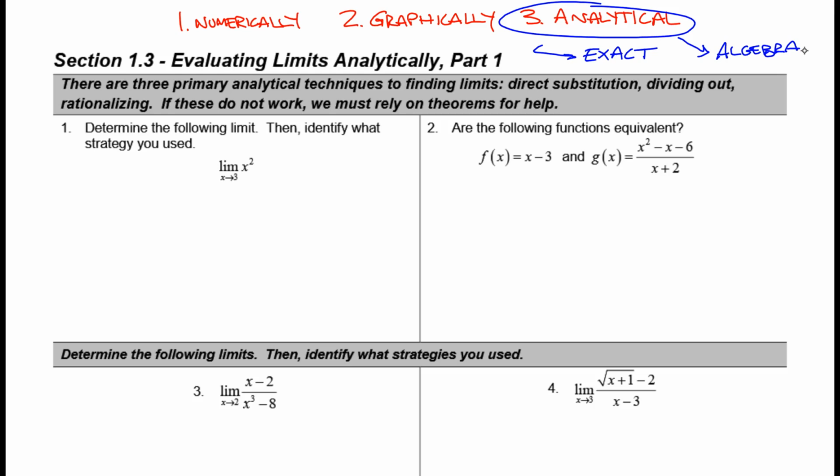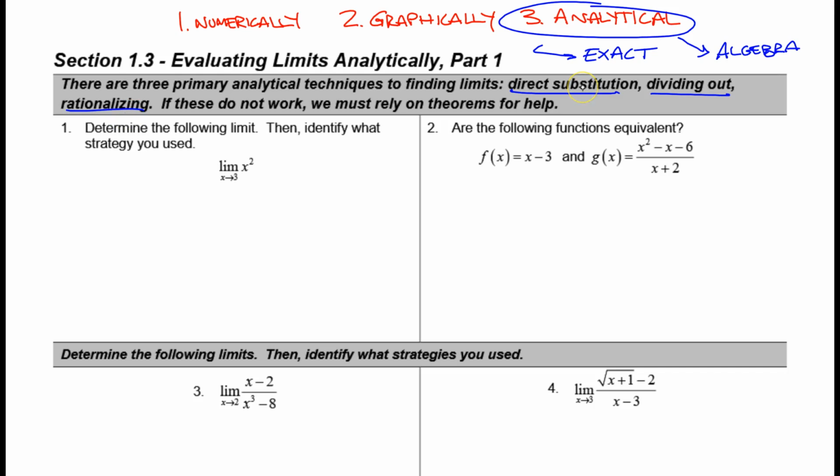Okay, as just a little reminder about limits from our previous lesson, our informal definition of a limit is the height of the graph that the function approaches for a given x value. And let's take a look here. 3 primary analytical techniques we're going to talk about: direct substitution, dividing out, and rationalizing. And we would always choose to try them in this order.